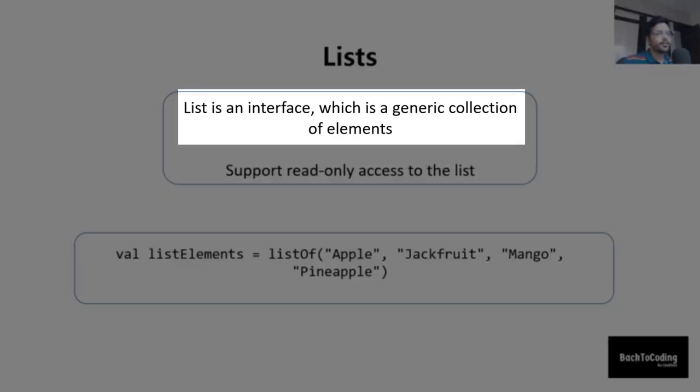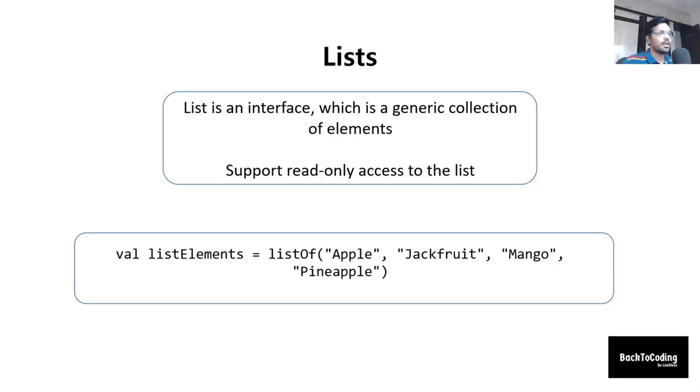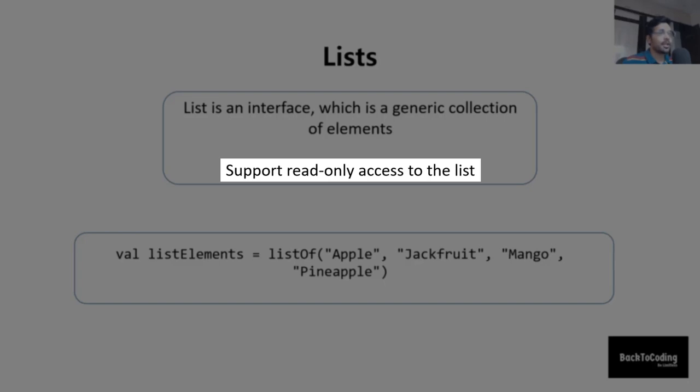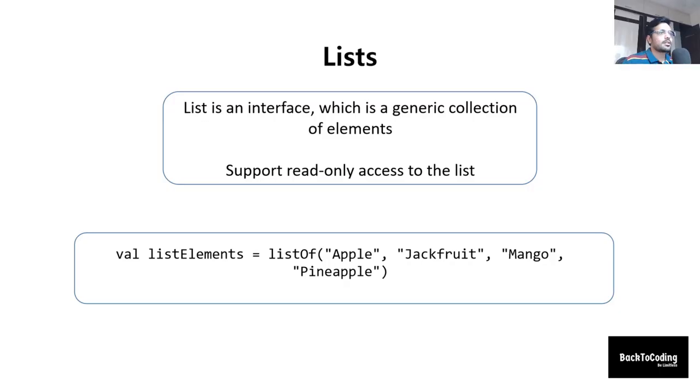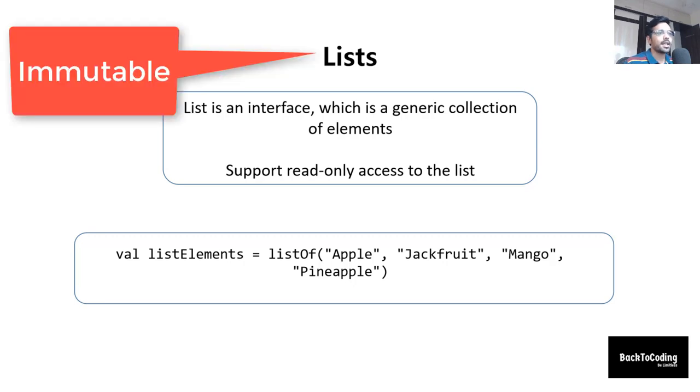List in Kotlin is an interface which is a generic collection of elements. Methods in this interface support only read-only access to the list. The size of a mutable list is changeable. That is, it is not fixed, it's dynamic. It can grow and shrink as per requirement when it comes to mutable lists. Unlike arrays, we can resize our mutable list. Arrays are more efficient than lists performance-wise, but lists have more features and are more flexible as compared to arrays. Also make a note that a list is immutable, so you cannot change or update the values in a list.